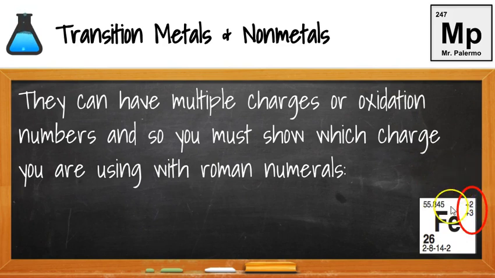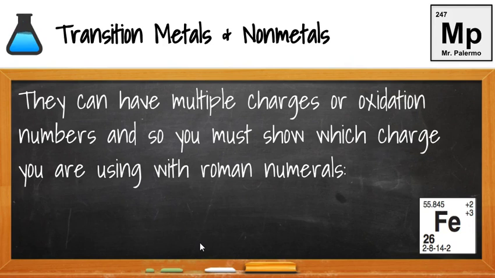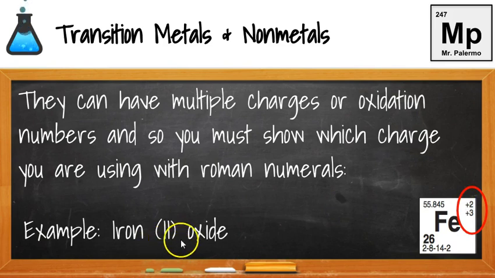So again, if you look at Fe, you see it has 2 charges here. And so if we're trying to write the chemical formula, let's say for iron 2 oxide, it would be Fe. So these transition metals and nonmetals could have multiple charges or oxidation numbers, and so it's important that we designate which one is being used using Roman numerals. So for example, if we're using the +2 ion with an iron-containing compound, we would designate that with the Roman numeral 2 here.